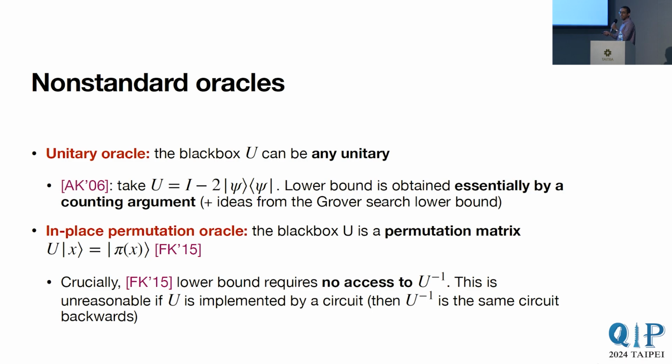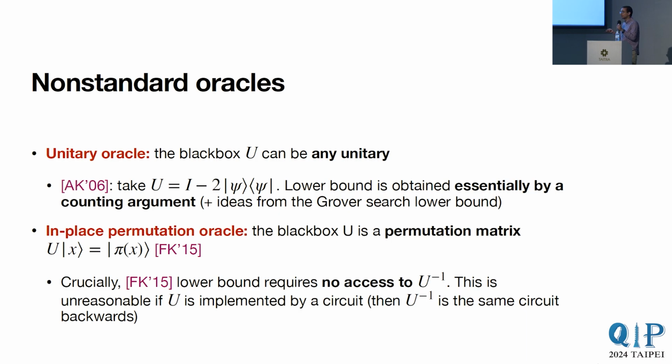So it maps x to pi of x, for pi some permutation. This is closer to a Boolean function, but one thing that's dissatisfying about this is that their lower bound proof requires that you only have access to U and no access to U inverse. Like you need to not be able to invert the permutation.